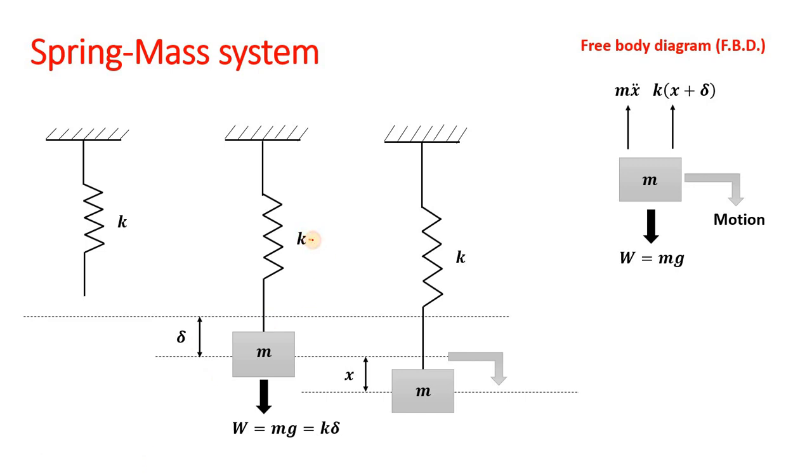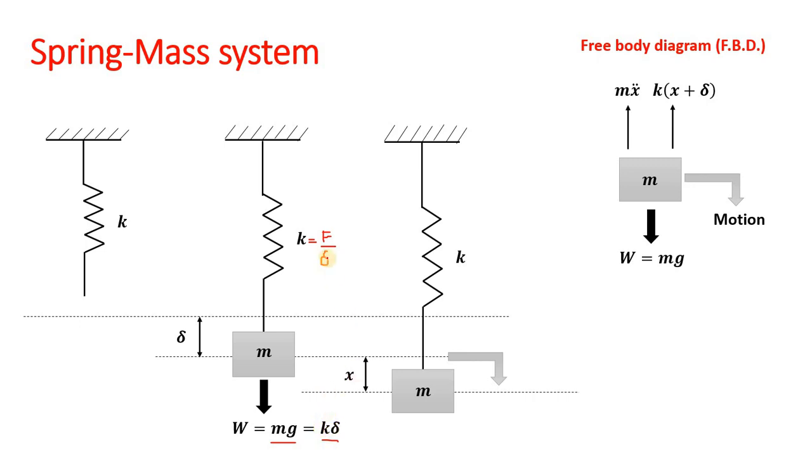So this K is the spring force, that is F, divided by delta, and therefore F will be equal to K into delta. So that we have shown over here. So we can say that this particular downward acting force, that is W, or weight that is acting in the downward direction, that is mg, is equal to K into delta.